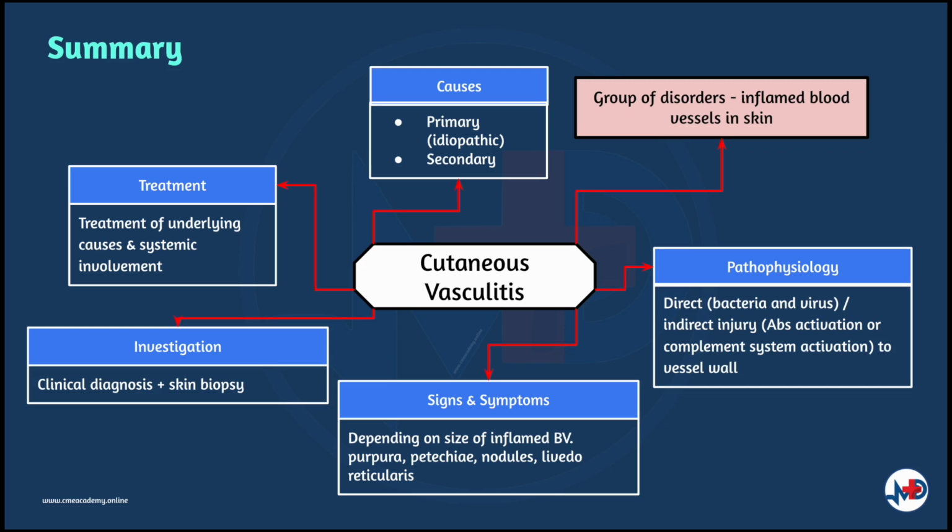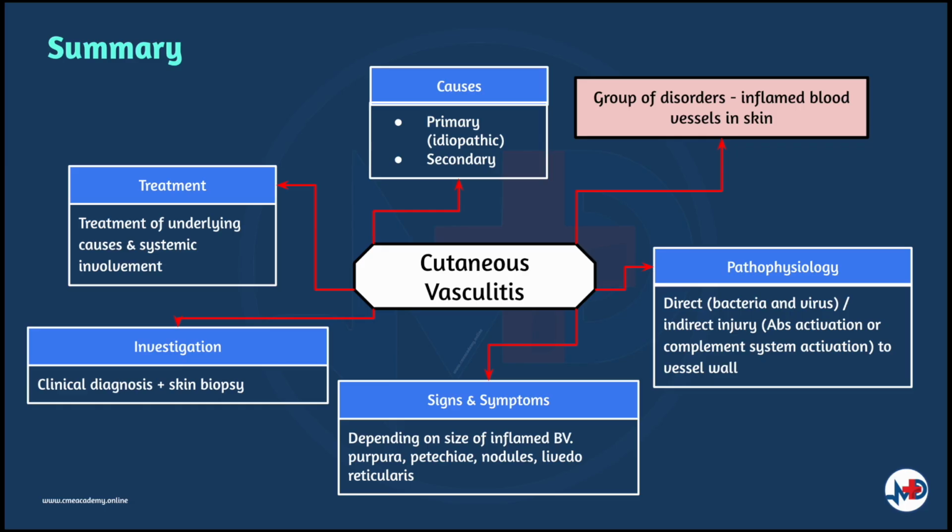The clinical features of cutaneous vasculitis are dependent on the size of the inflamed blood vessels, but the patient may present with purpura, petechiae, nodules, livedo reticularis, or systemic symptoms like fever, nausea, and vomiting if there's systemic involvement. Cutaneous vasculitis is clinically diagnosed most of the time. However, a biopsy may be done to confirm the diagnosis, as well as routine lab and imaging studies to rule out systemic involvement and identify the underlying etiology.